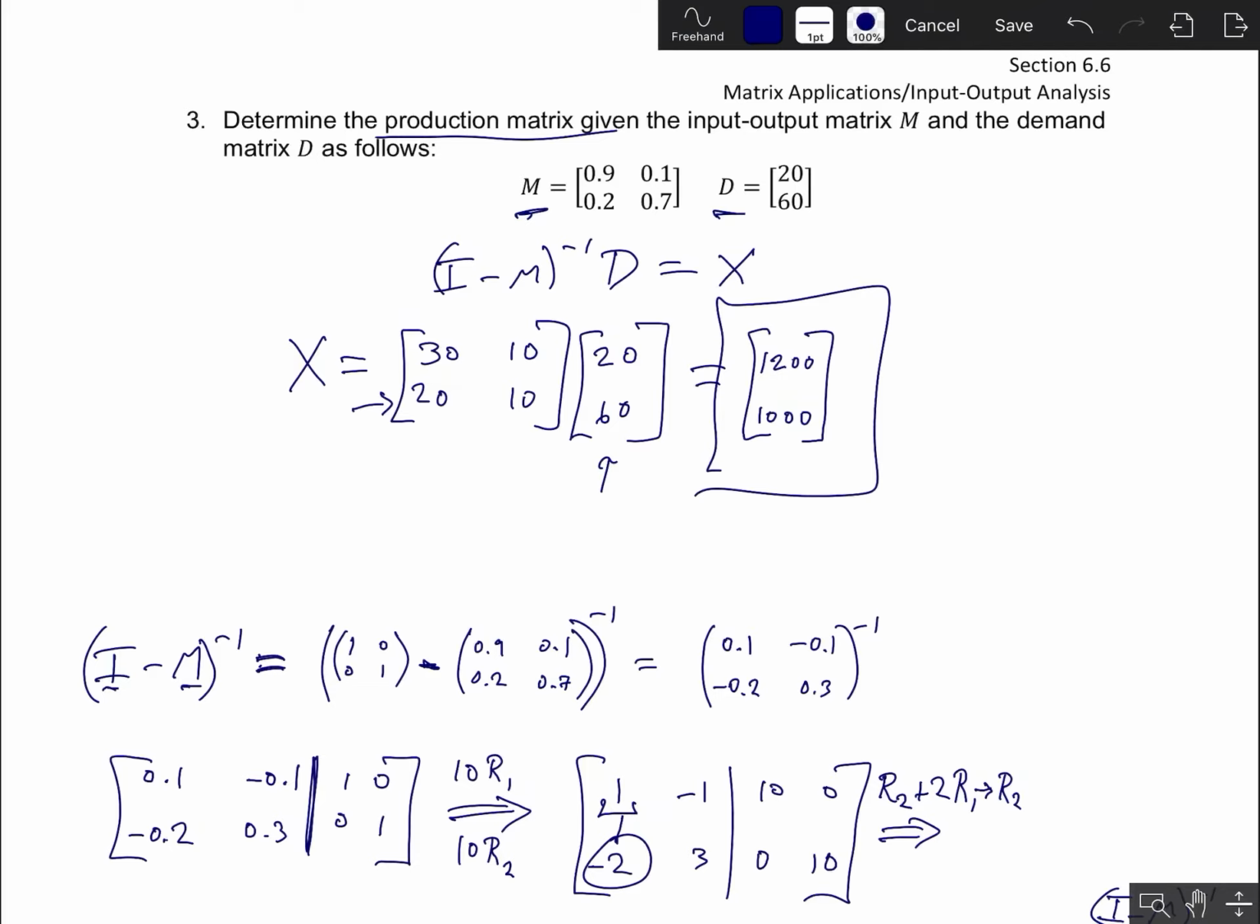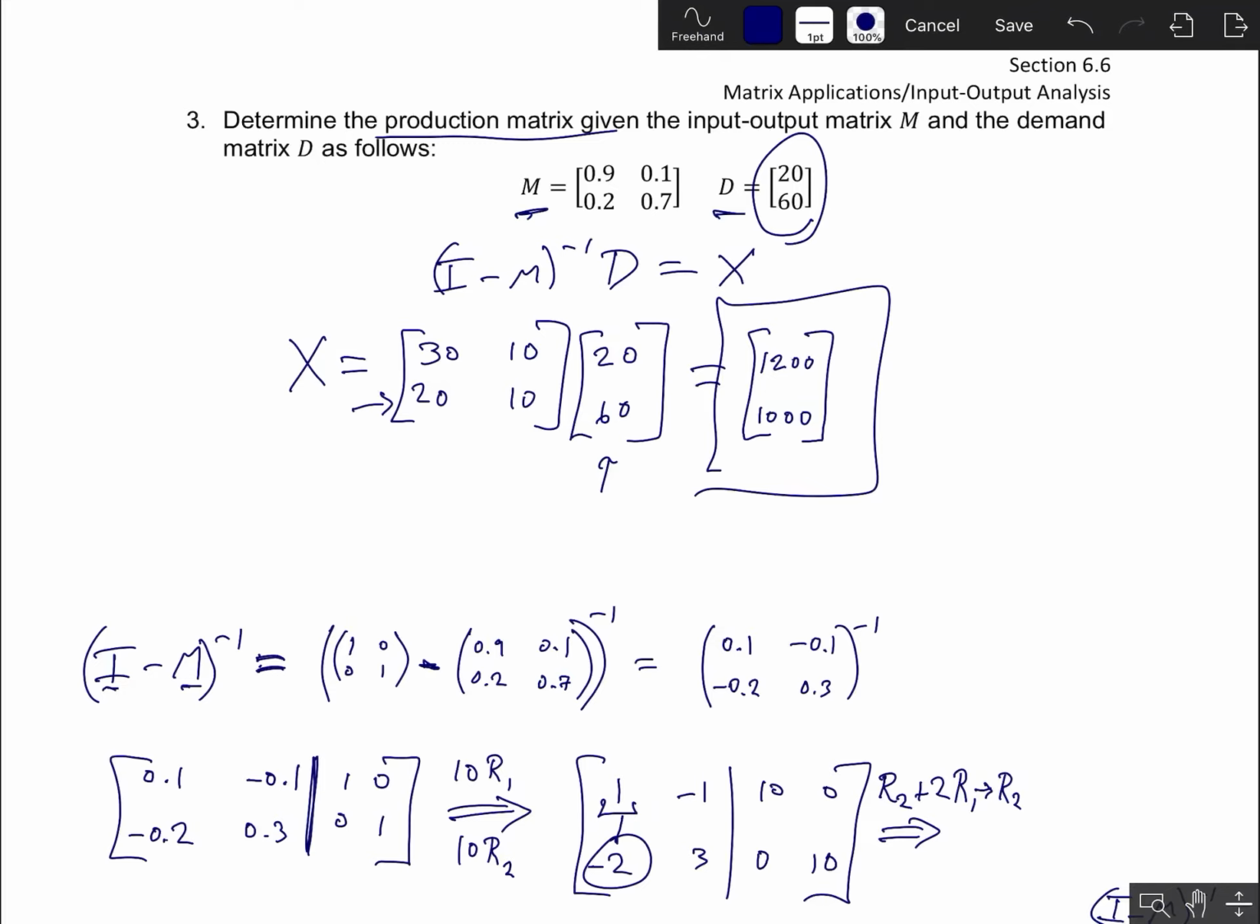The interpretation of this, as we'll see in a second, is basically just that you would need to produce 1200 units from the first industry and 1000 units from the second industry in order to get a final demand, or in order to meet, rather, the final demand of 20 units and 60 units from those industries, respectively.